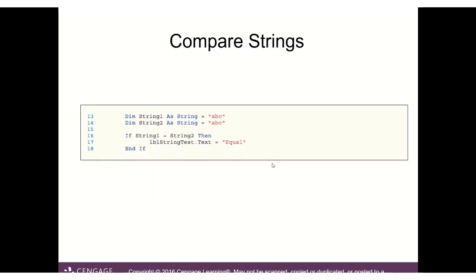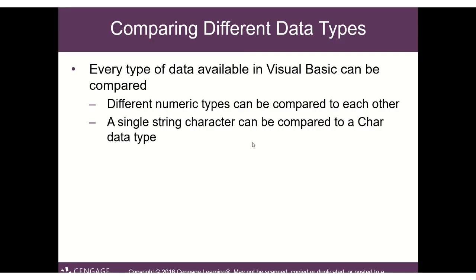Then you can compare strings as well. If string 1 equals string 2, you can compare. Comparing different data types: every type of data available in Visual Basic can be compared. Different numeric types can be compared to each other. A single string character can be compared to a character data type as well.